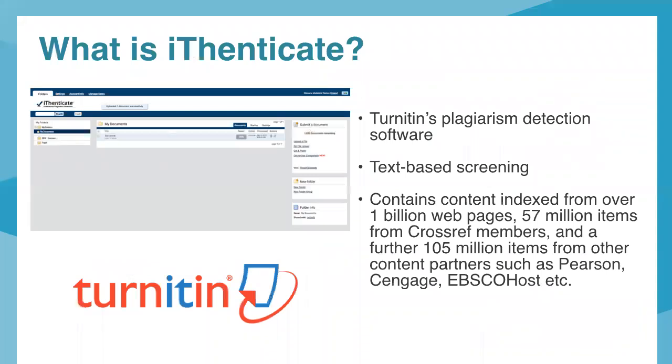So what is iThenticate? It's a software tool that's owned by the company Turnitin. You can use it in your browser or via an API. It's for a text-based screening of manuscripts. And as I said, the Turnitin content database is vast. The content is indexed from over a billion web pages, over 57 million content items in the Crossref system, and over 100 million other items from other content providers as well, such as Pearson, Cengage, EBSCOhost, etc.